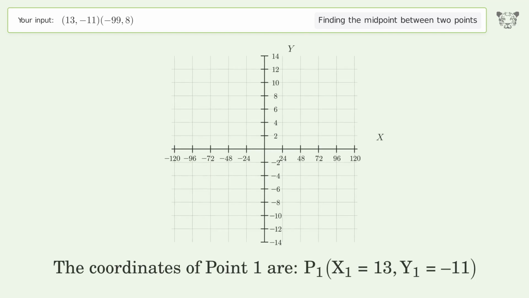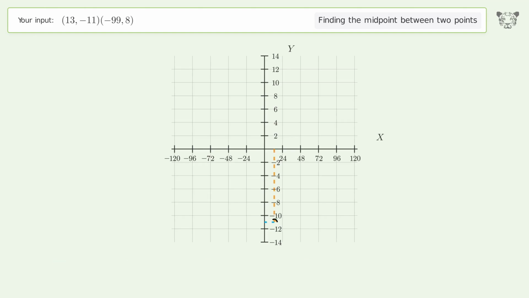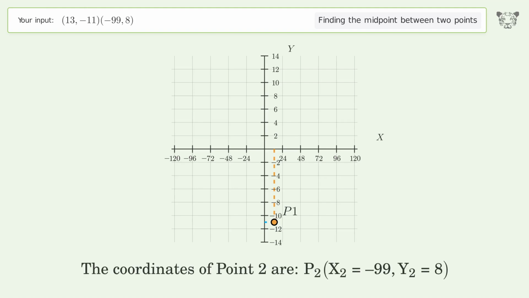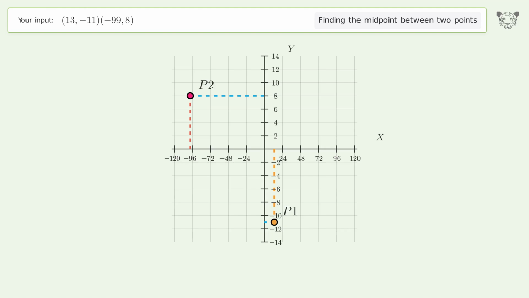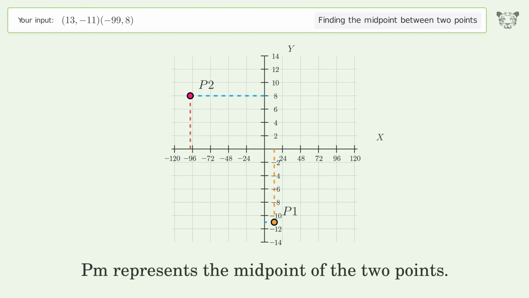The coordinates of point 1 are, x1 equals 13, y1 equals -11. The coordinates of point 2 are, x2 equals -99, y2 equals 8. PM represents the midpoint of the 2 points.